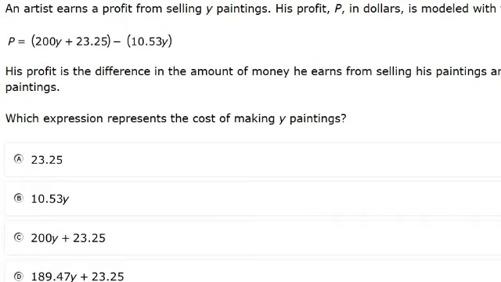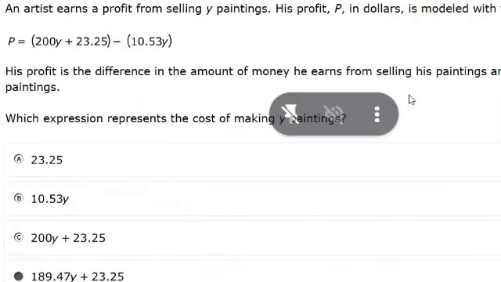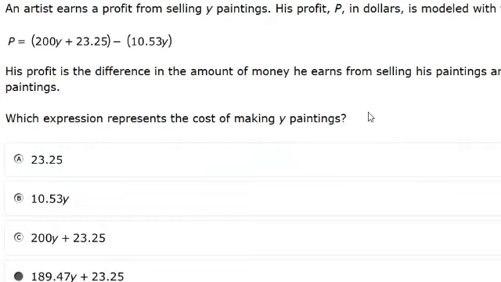Profit concerning painting rates, profit P in dollars. I'm reading the question. Profit P in dollars is modeled with a given equation. Okay, the profit is the amount of money he earns from selling his paintings. It says I earned 0. What happened? It said I got it wrong. So read the question again. That represents the cost of making my paintings. Difference. Cost of making paintings means the negative, taking the money away.